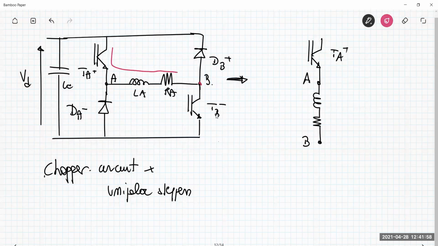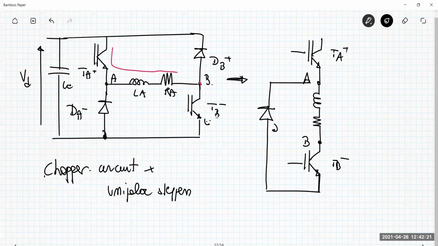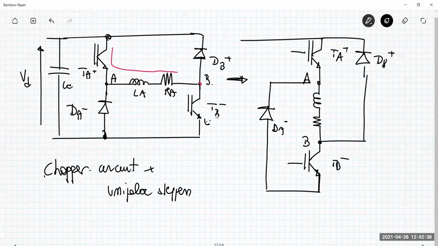So I'm going in this direction here by description. I have the node B. From the node B, I have the transistor, which is TB minus. And then from the emitter here, I have the cathode, sorry, the anode of DA minus here. And from the collector of this transistor, you have the cathode of DB plus, and the anode is connected to the node B. And then I have here the supply.